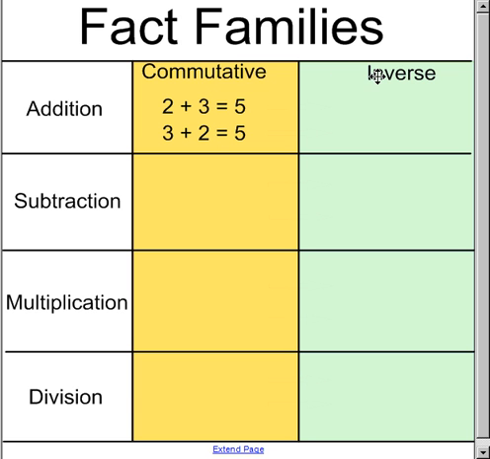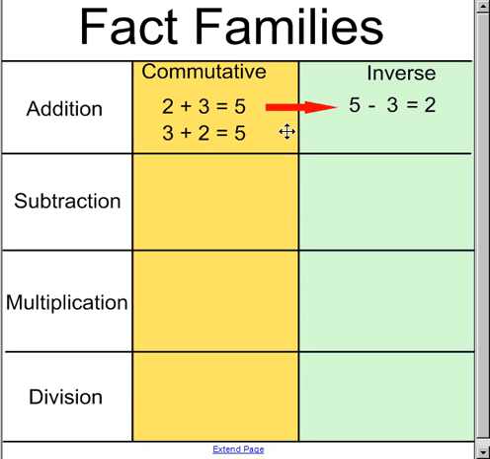Now let's look at the inverse, and each one of these problems has an inverse. We've talked about how inverse means the opposite of. So for the first, 2 plus 3 equals 5, I'm going to just write the numbers: 5, 3, 2. I just went backwards. Because I'm looking at addition, I know the opposite of addition is subtraction. So the inverse would be 5 minus 3 equals 2.